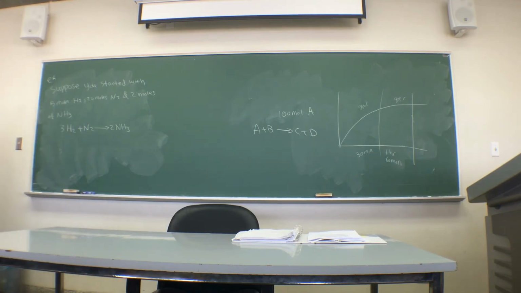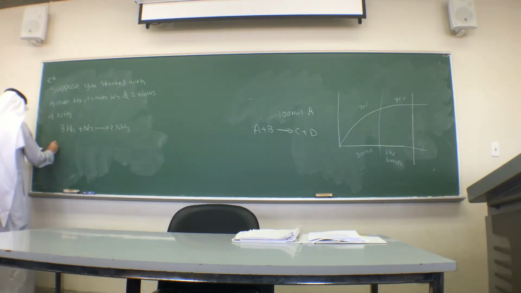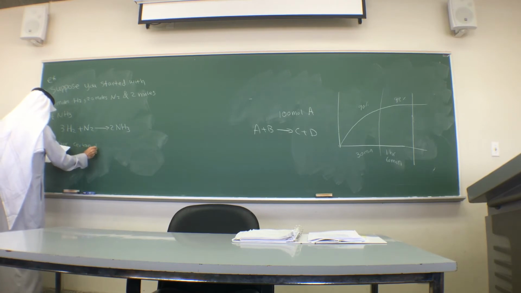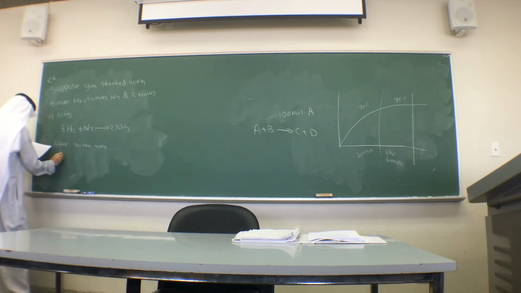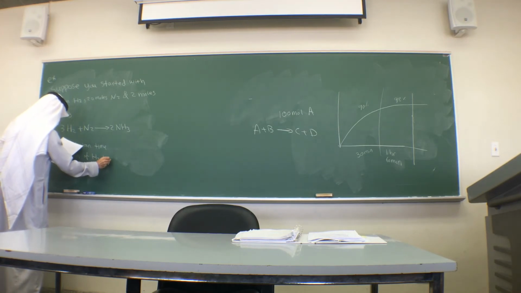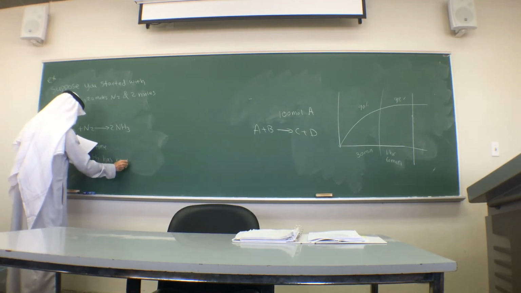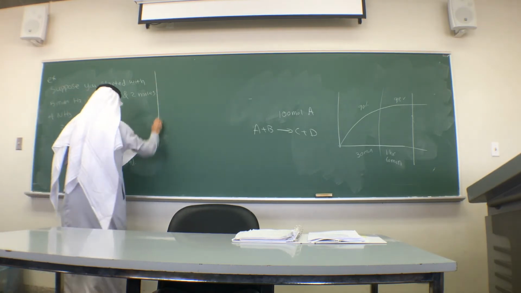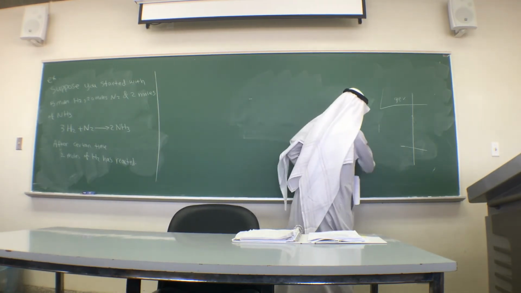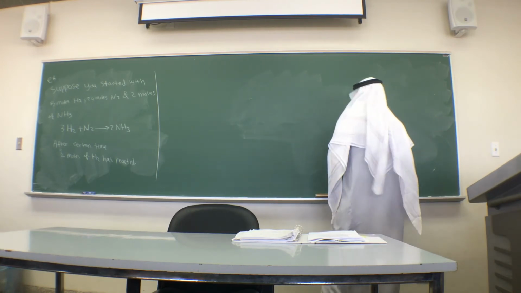I have, from the beginning, also some ammonia in that reactor remaining from a batch before that. There is no problem. If they tell you that you have some of the product from the beginning, it's okay. After a certain time, what happened? 2 moles of H2 have reacted. Okay?